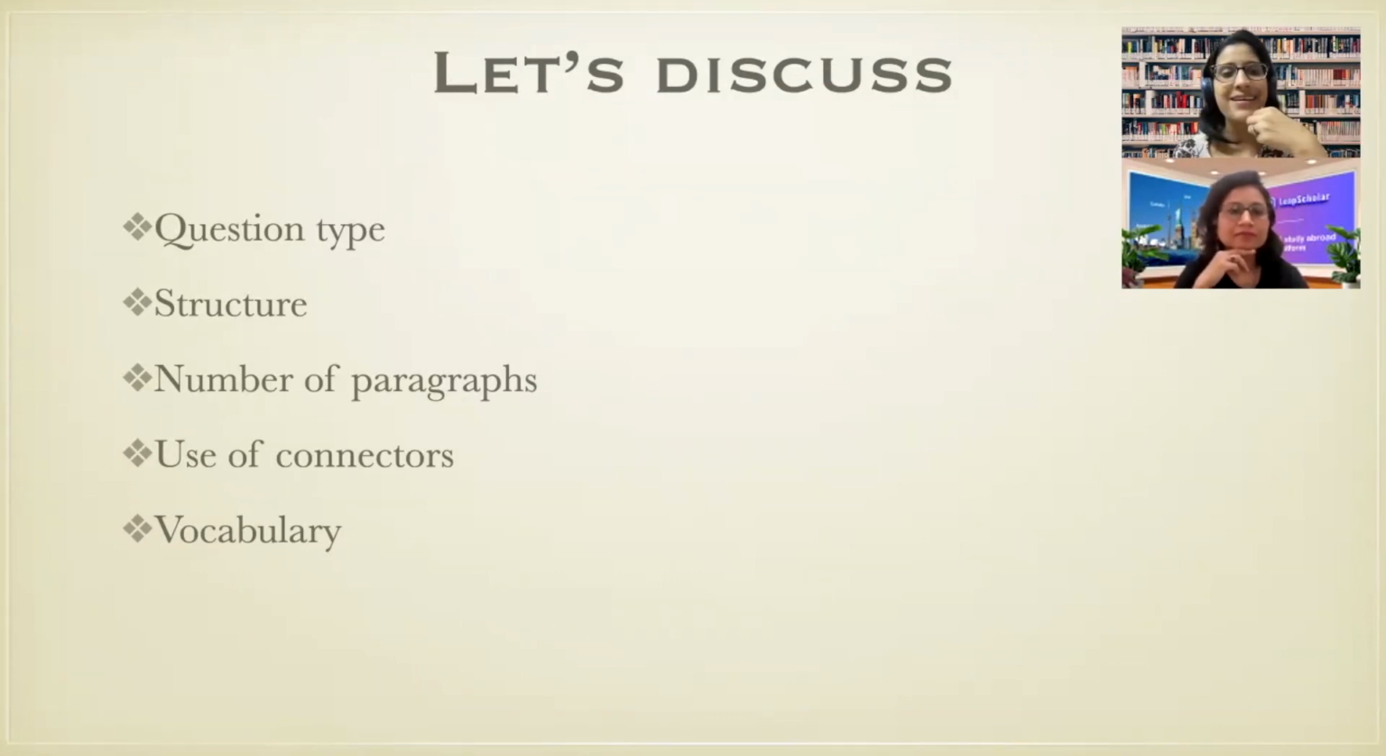So let's understand that. Number of paragraphs. Some students ask, can we write 5 paragraphs? Can we write 6 paragraphs? So let's understand how many. What is the ideal number of paragraphs? Then connectors, very important, because one of the parameters of my IELTS band is based on coherence and cohesion. That I can only do when I use appropriate, accurate connectors to say what I want to say. And vocabulary, most important.